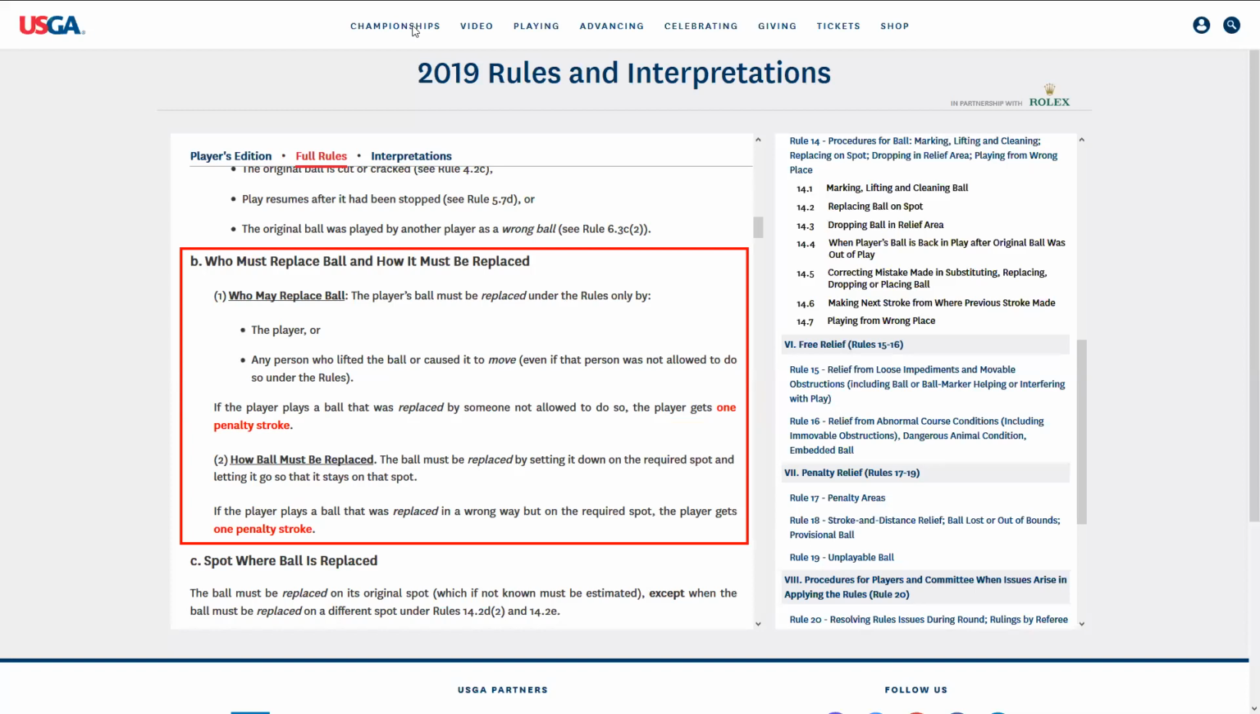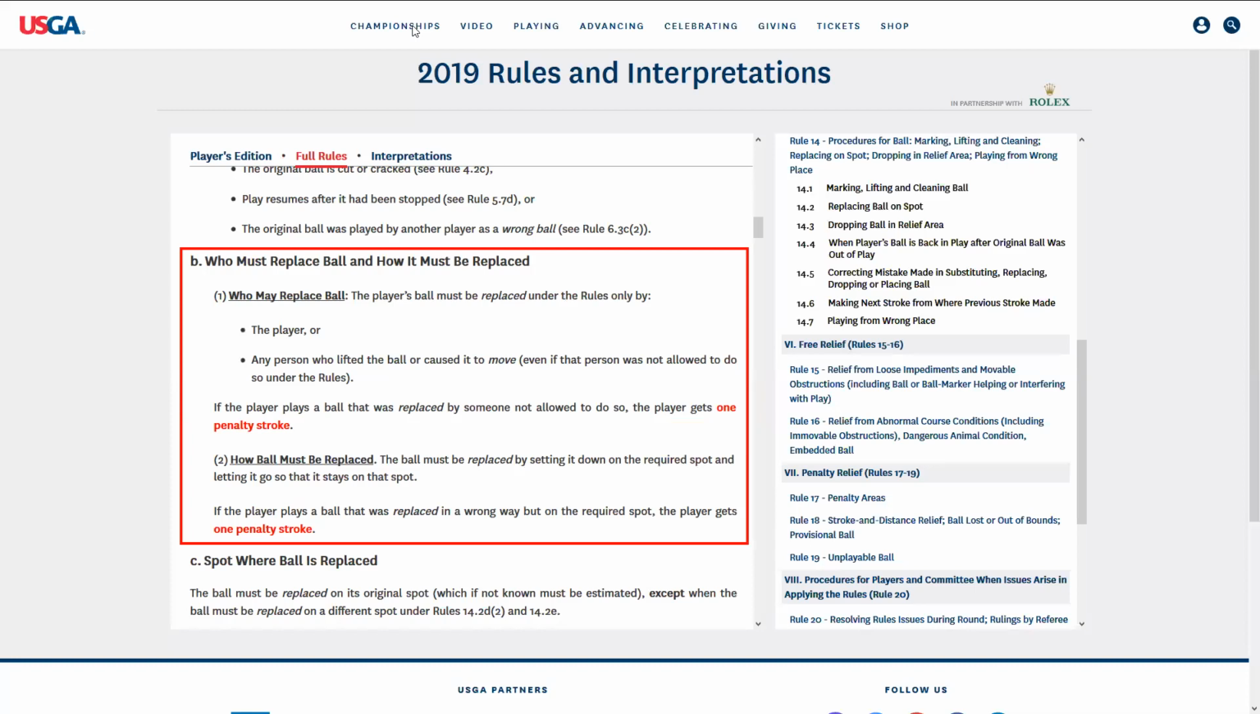Is there a penalty? Yes. Why? Because the caddy was not the player, and the caddy was not the person who lifted the ball. However, if you get to the putting green and the caddy marks the ball, picks it up, cleans it, the caddy can put the ball back without penalty.